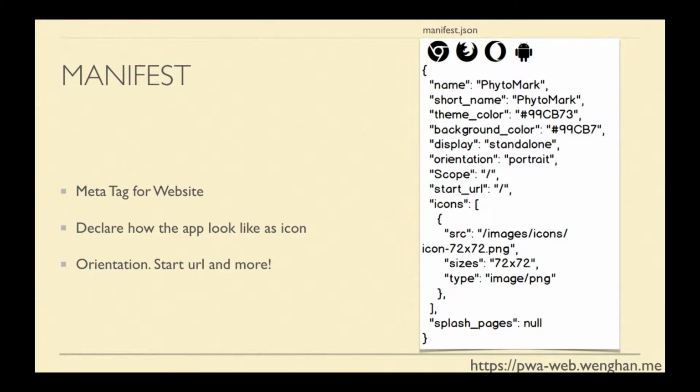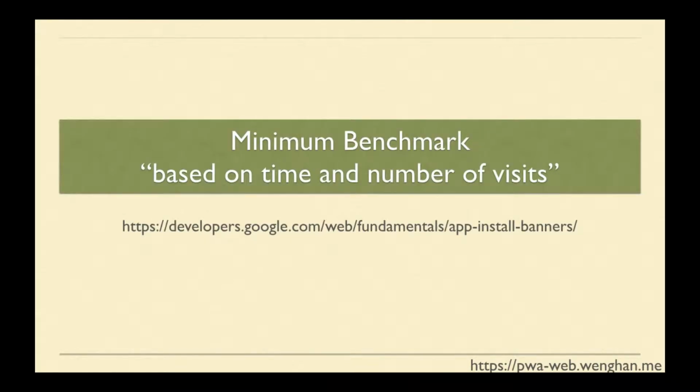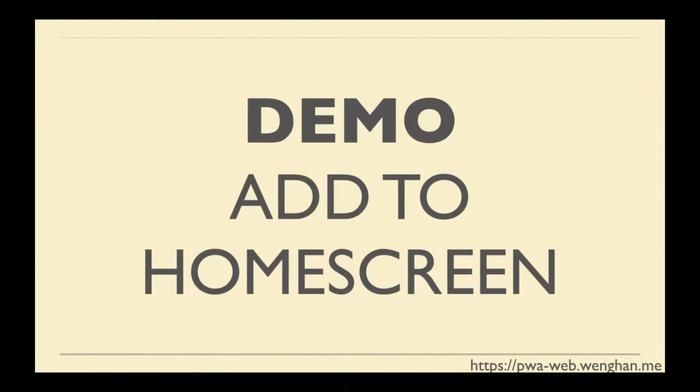These only work on Android. So if you want to use it on iOS, you need to add certain meta tags in your HTML file. It also works on IE-type phones like Windows. The minimum benchmark is based on time and number of visits. The last time I read through the documentation, it was 5 minutes each visit, and you need to visit that website twice. Then it automatically prompts to add the app to the home screen. You can also do it manually using the other approach.